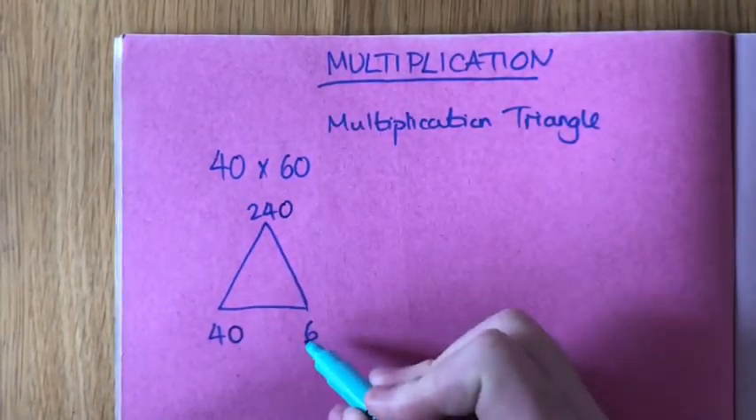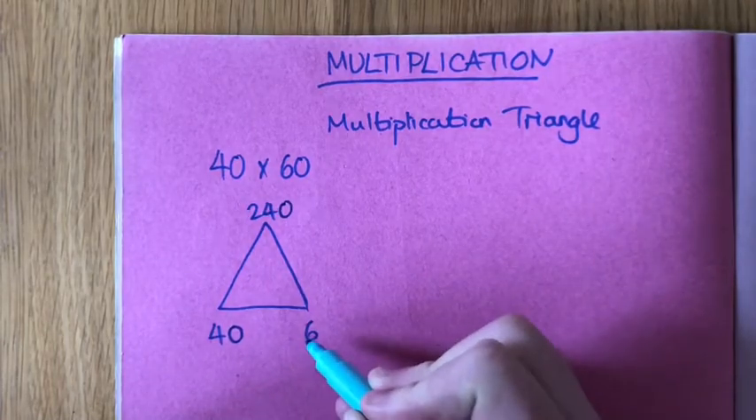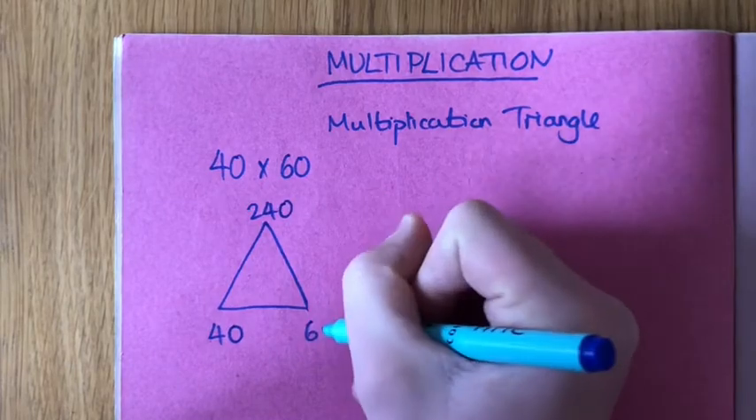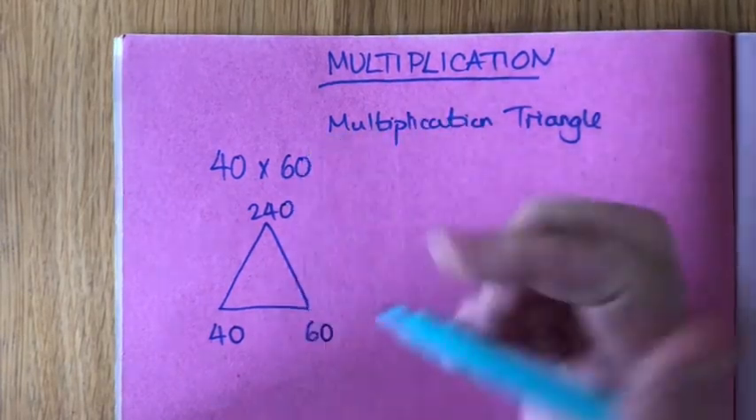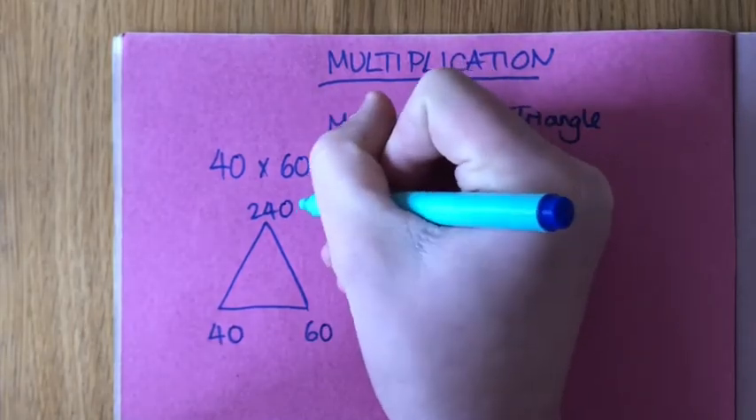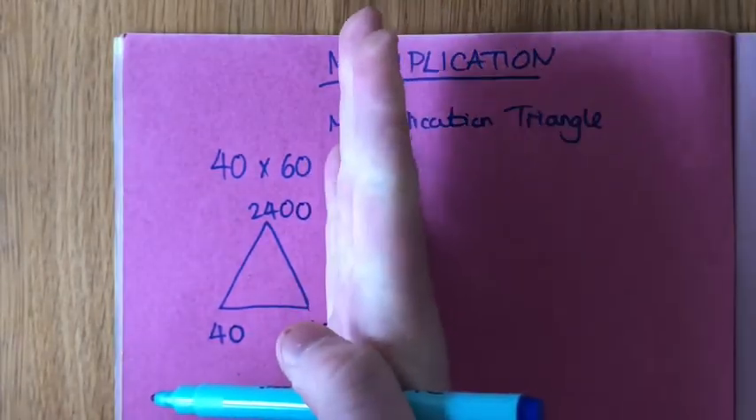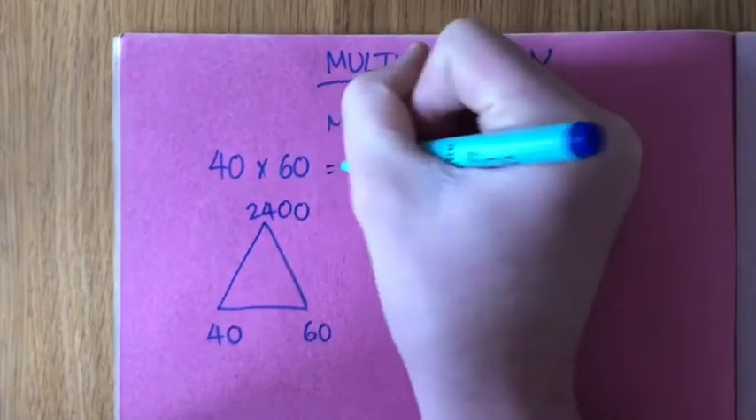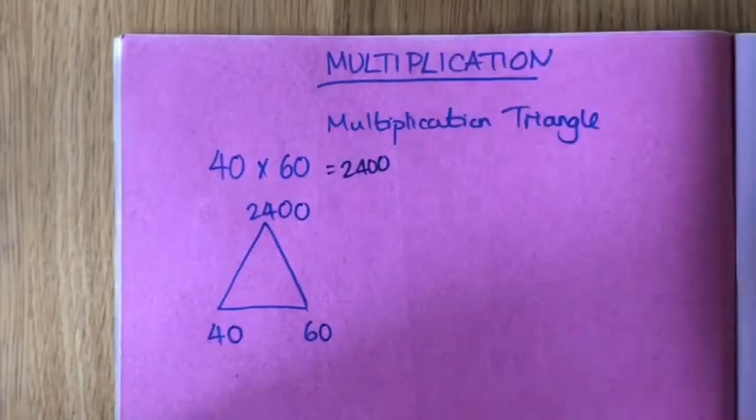So now I've got 40 times 6, but I'm still not after 40 times 6, I'm after 40 times 60. So I need to times this by 10, so moving everything up one column, which means that we end up with a 0 at the end. So I'm going to times this by 10, and I'm not just adding a 0, I'm moving everything along one column. That means that I've got a space for a 0. So my answer is 2,400.